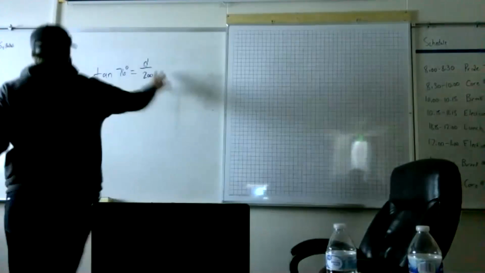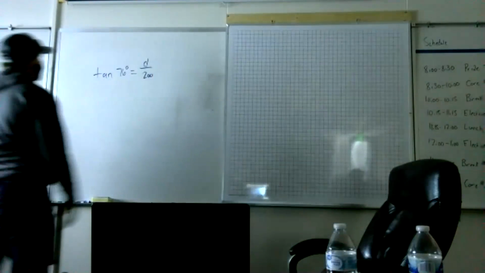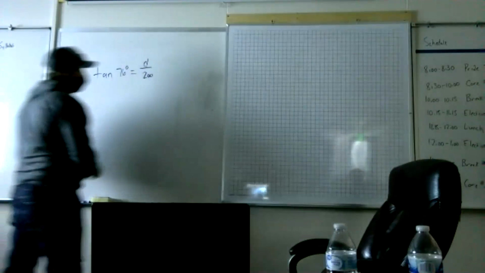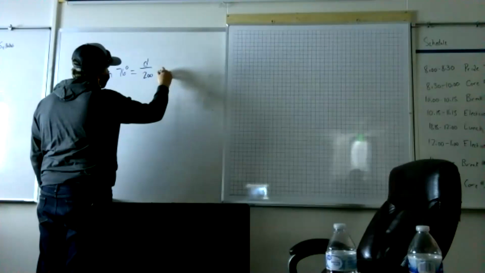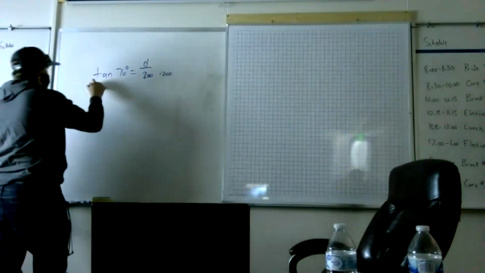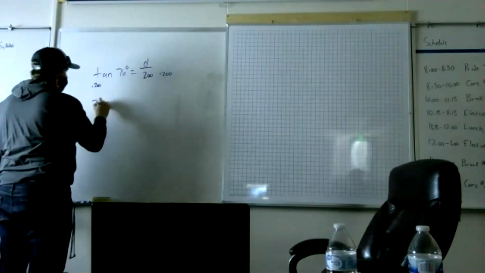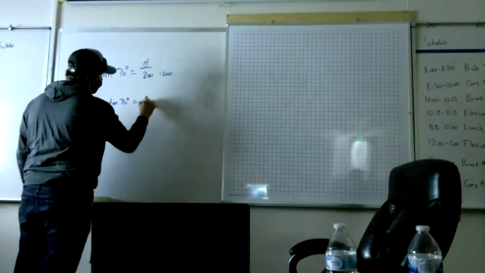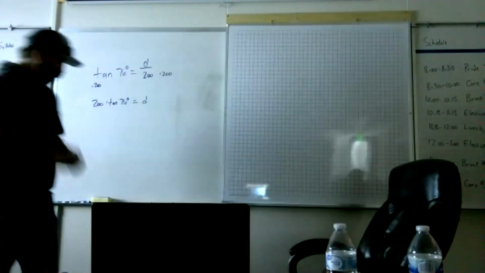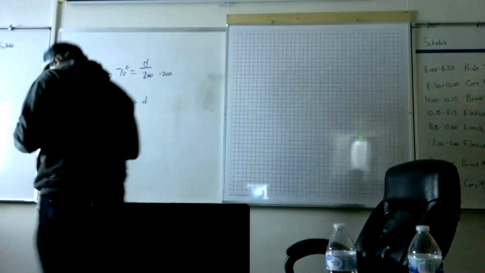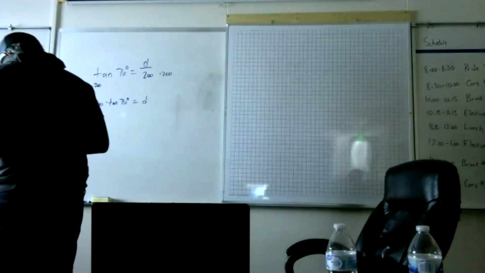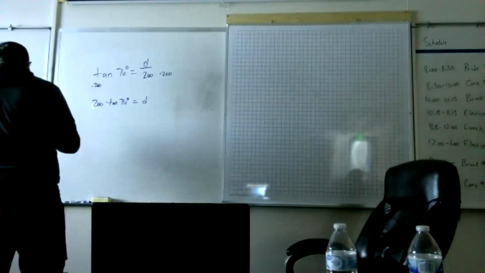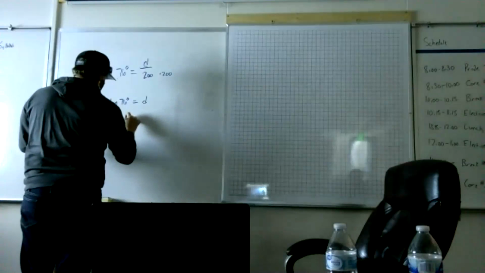Okay, so we can set it up like this, and then we want to isolate d. Okay, so how do we isolate d? We reverse this action. So it's divided by 200. If we multiply by 200 on both sides, we'll get rid of it. So 200 times the tangent of 76 degrees is equal to d. Okay, we use a calculator to take tangent of 76 times 200. And we would find that the building is roughly 802.15.